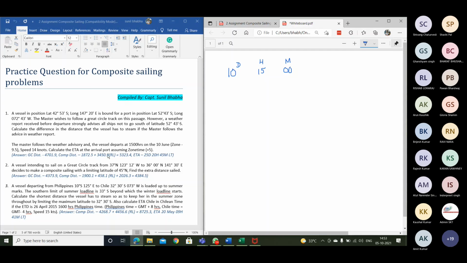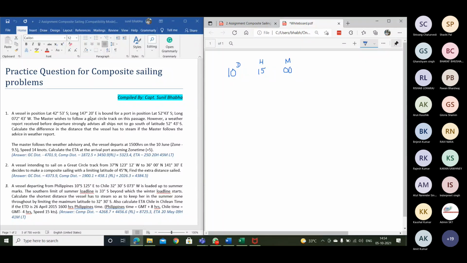Now when you look at this zone, sometimes they give you zone, sometimes they give you zone time. Don't bother about what is the meaning of the minus or what is the meaning of the plus. This could be confusing. What you do is you just check out the longitude of your starting position. In this case, the longitude is 147.20 east.